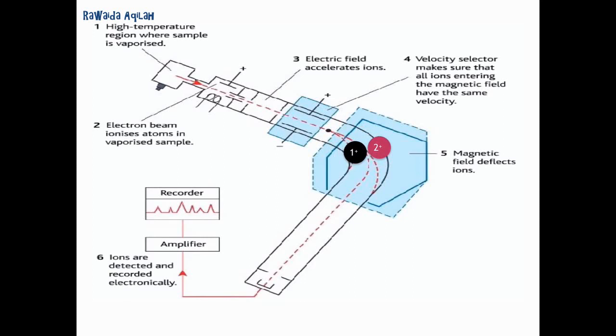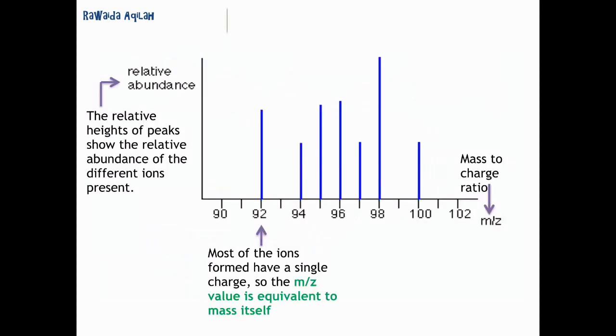Then under a magnetic field, the ion will be deflected based on its mass. The heavier ion will be deflected less than the lighter ion, which makes the lighter ion reach the detector first, followed by heavier ions. The mass and how many of the ion is recorded, which will be represented in a graph called a mass spectrum.